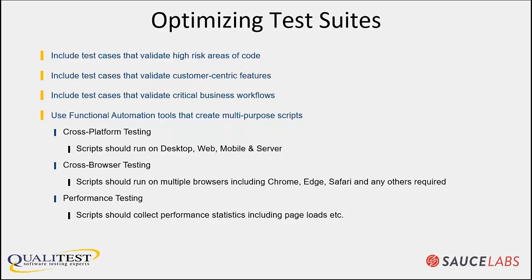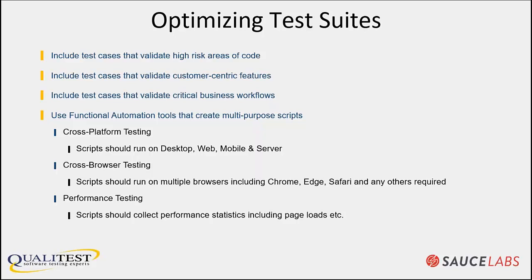Optimizing test suites. Now that's how we get our tests to run continuously. Back in the waterfall days, and even in Agile, we built these wonderful test suites, especially regression test suites, and they ran overnight. Well, in continuous testing, that's a bottleneck. We can't have test suites that run overnight. So we need to make sure that our test suites are optimized.